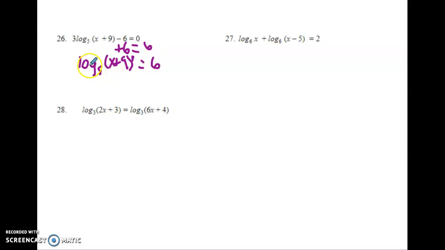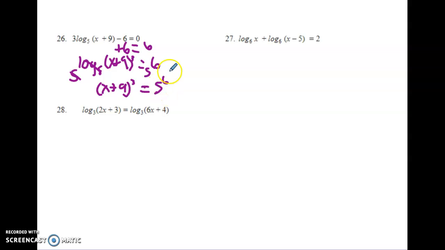My next thing to get rid of would be this log base 5. So if I raise everything to the power of 5, then the 5 and log base 5 are going to cancel out. And then I have a 5 over here. The 5 and log 5 cancel out. I have x plus 9 quantity to the third power equals 5 to the 6th. That's a 5, isn't it?